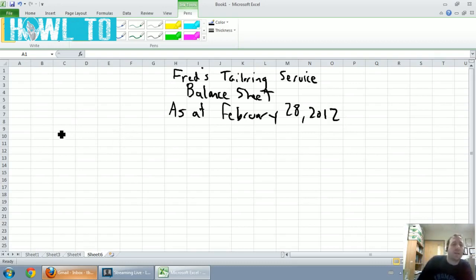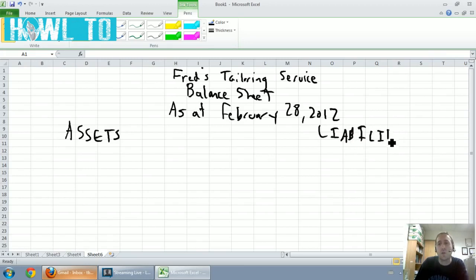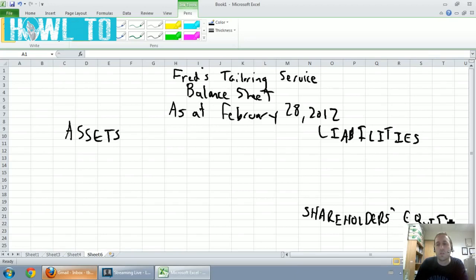Okay, so as we said, this is the summary of assets, liabilities, and shareholders' equity. The way I lay it out is a little bit different from most instructors in most textbooks. I make the students list all the assets out on the left-hand side of the balance sheet, and all the liabilities and shareholders' equity accounts are going to go on the right. Sorry about my penmanship.